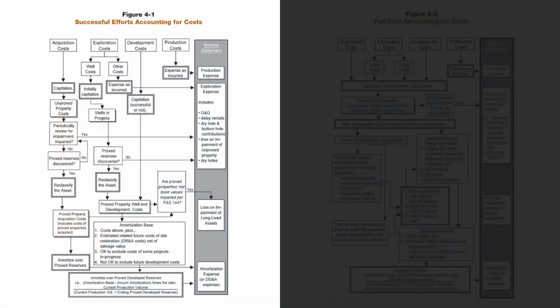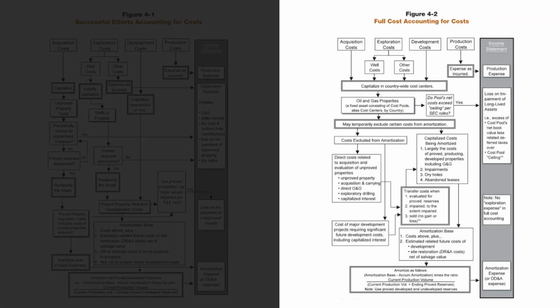In addition, accounting for exploration costs is done in two ways. The first method is successful efforts, in which companies only capitalize successful exploratory wells and expense unsuccessful wells. The other method is the full cost accounting method, in which companies capitalize all exploratory well costs, both for the wells that found oil and those that did not.